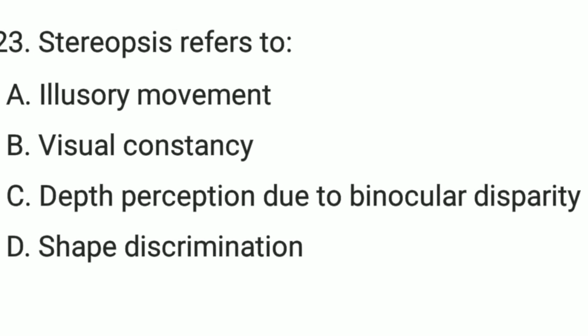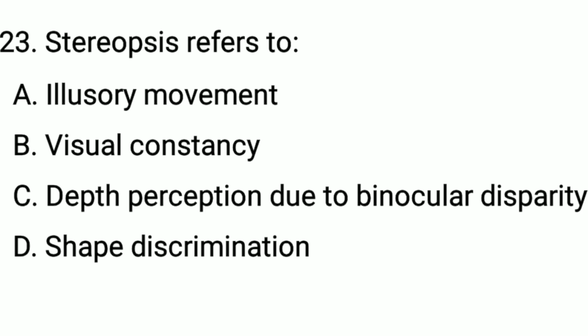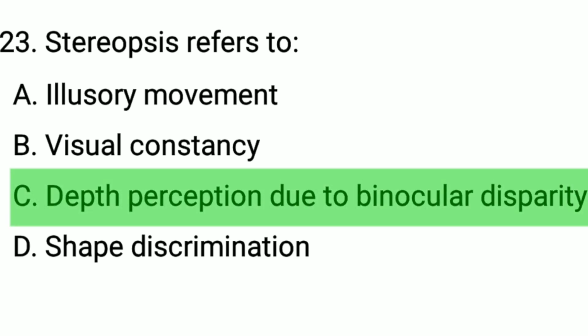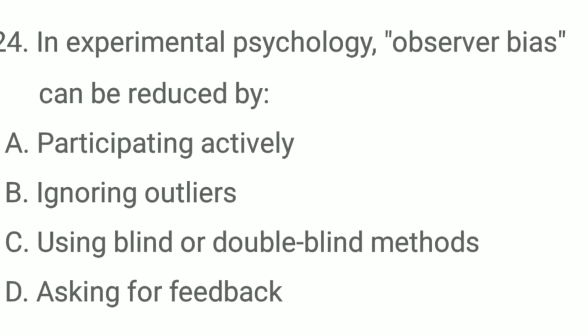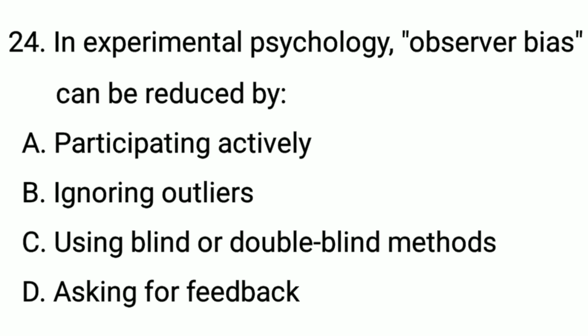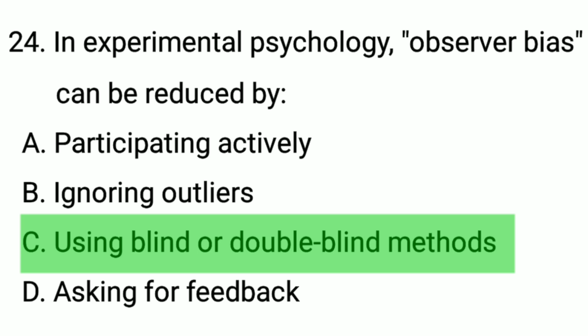Question number 23. Stereopsis refers to. The right option is option C, depth perception due to binocular disparity. Question number 24. In experimental psychology, observer bias can be reduced by. The right option is option C, using blind or double blind methods.